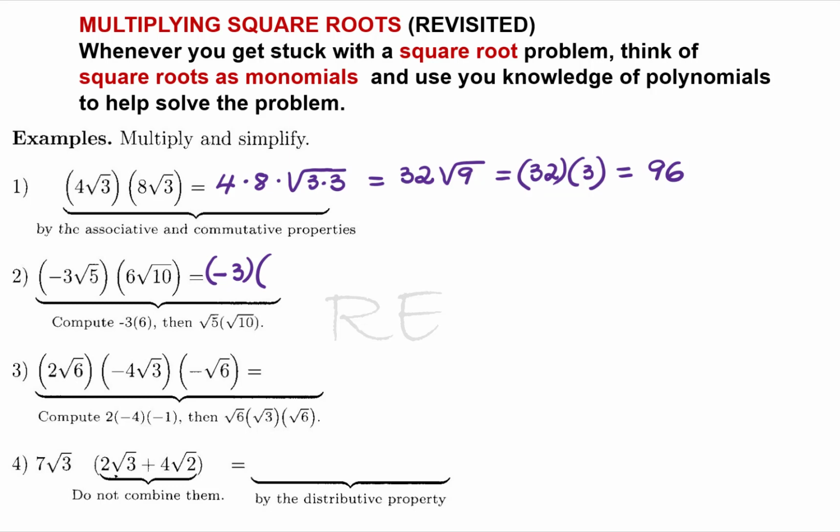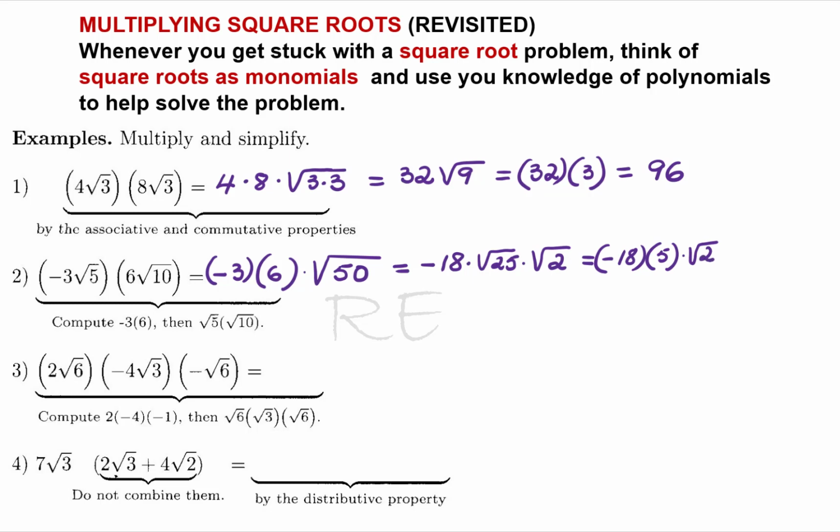Number 2, negative 3 times 6, and square root of 5 times square root of 10 will be square root of 50. Negative 3 times 6 is negative 18. Square root of 50 is square root of 25 times square root of 2. We get negative 18 times 5 multiplied by square root of 2. 18 times 5: 5 times 8 is 40, 5 times 1 is 5, plus 4 is 9. Negative 90 square root of 2.